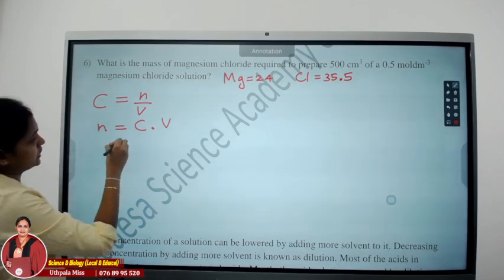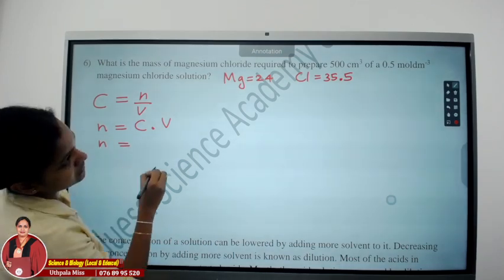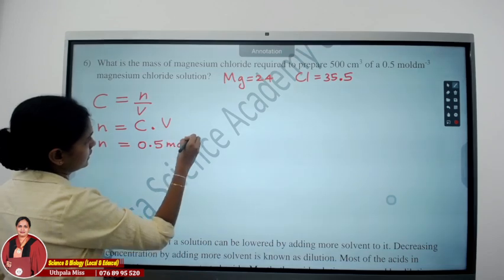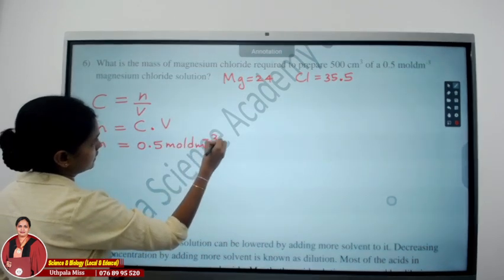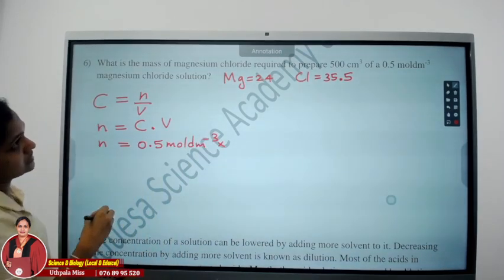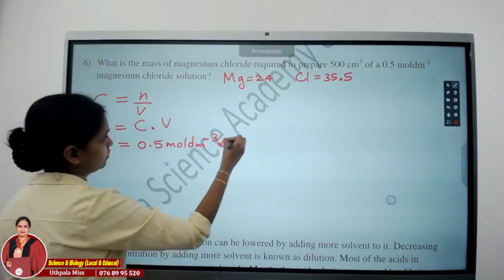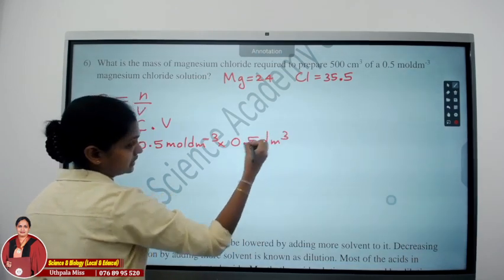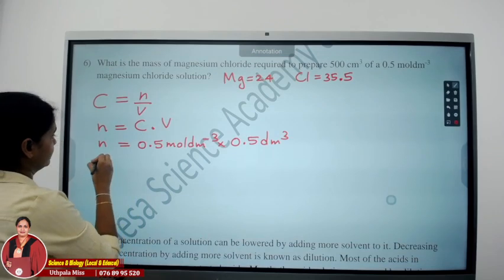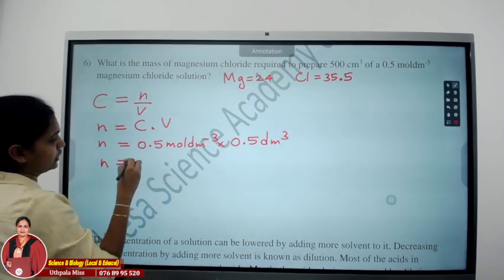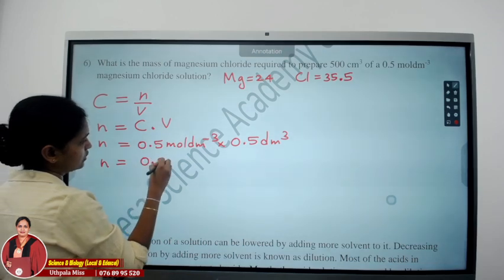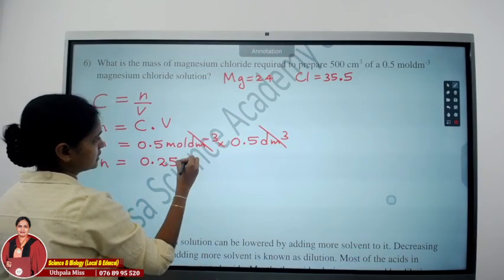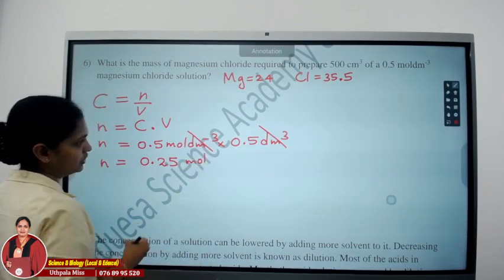So the concentration is given as 0.5 moles per cubic decimeter. Then the volume is given as 500 cubic centimeters, which is 0.5 cubic decimeters. Right? And 0.5 times 0.5 is 0.25. So the answer is given in moles.